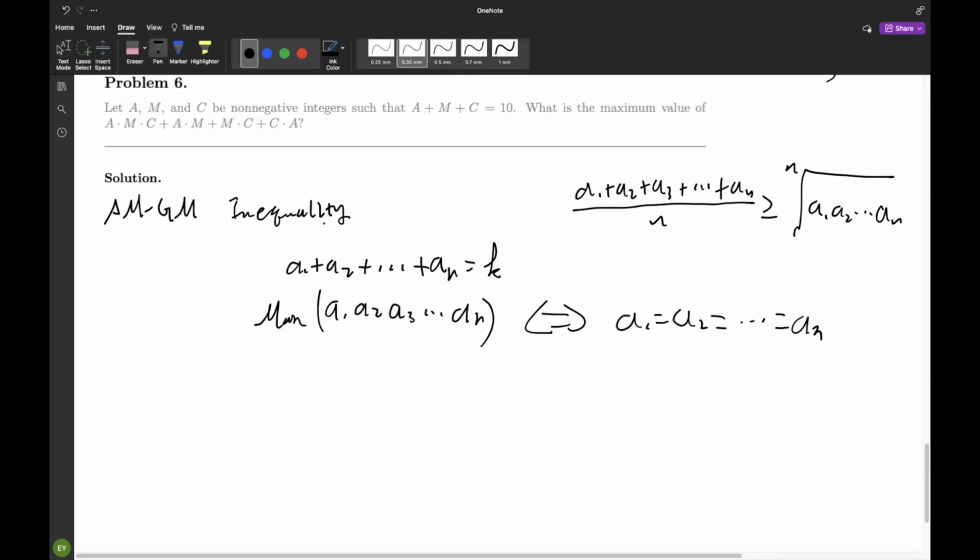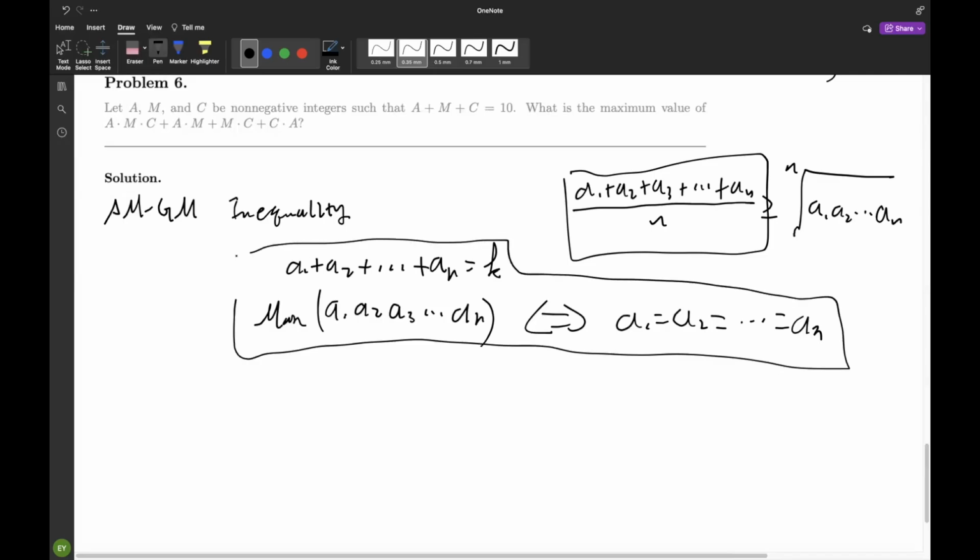This is the AM-GM inequality, and equality occurs if and only if all the terms here are equal to each other. We know the value of k, and we want to find the maximum of this. We already know that our left-hand side is a constant, and that equality occurs if and only if all the terms are equal to each other. But the equality here is the same as the greatest possible value because our left-hand side is fixed. So that's why this statement is true.